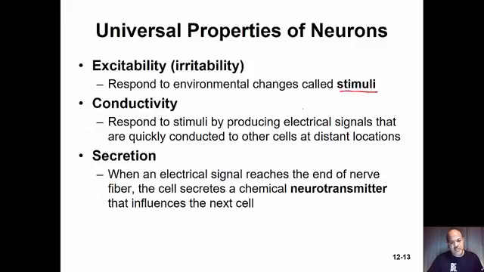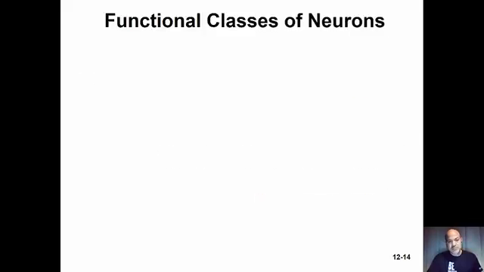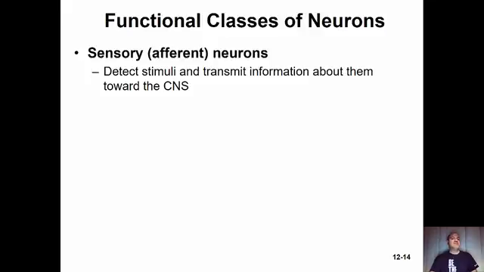When an electrical signal reaches the end of the nerve fiber, the cell is going to secrete neurotransmitters, which we covered in the interaction between nerve and muscle at the neuromuscular junction. This particular neurotransmitter was acetylcholine. So now we're going to look at functional classes of neurons.